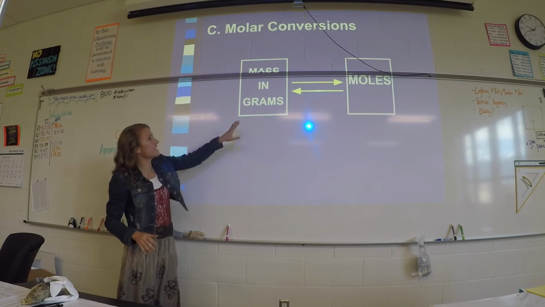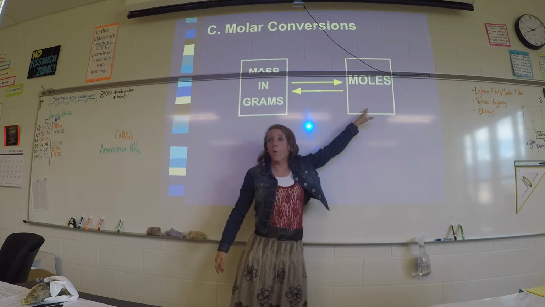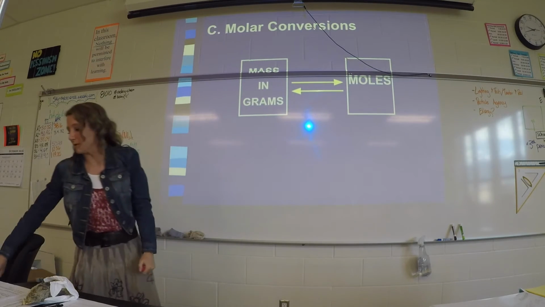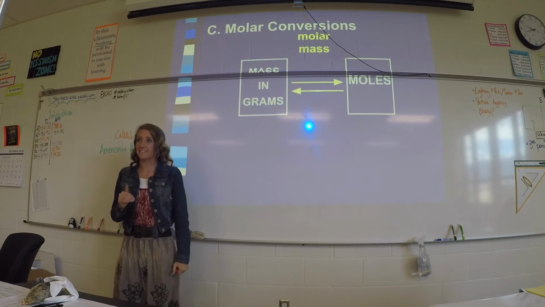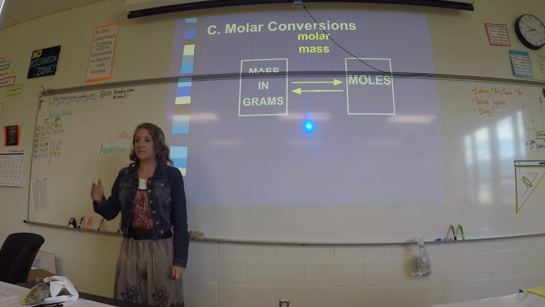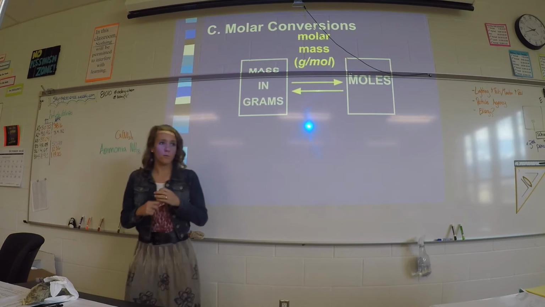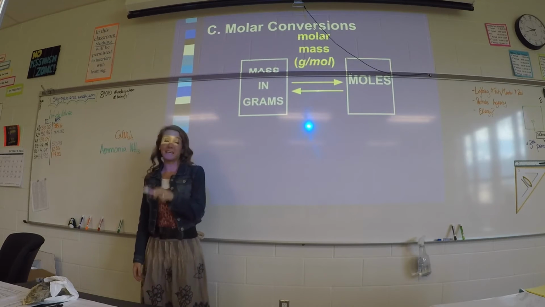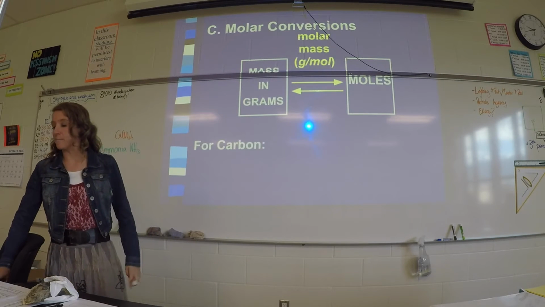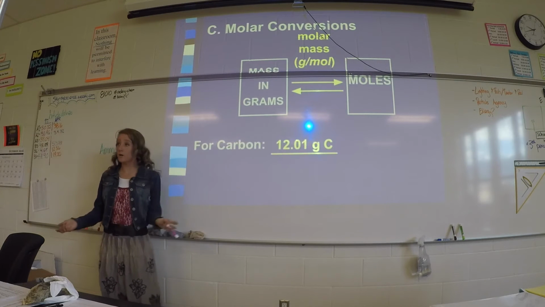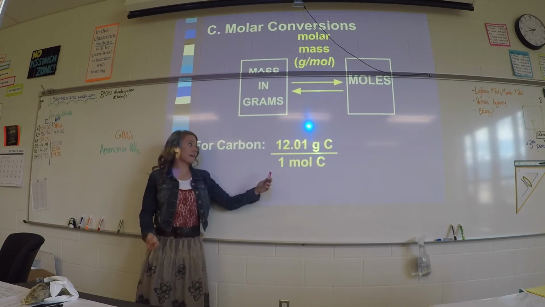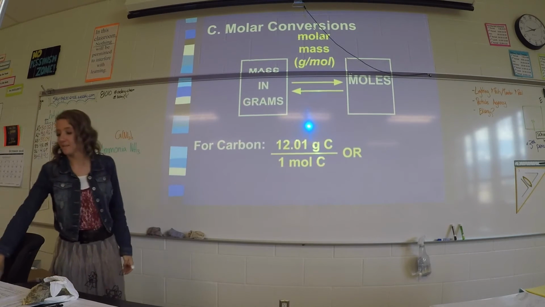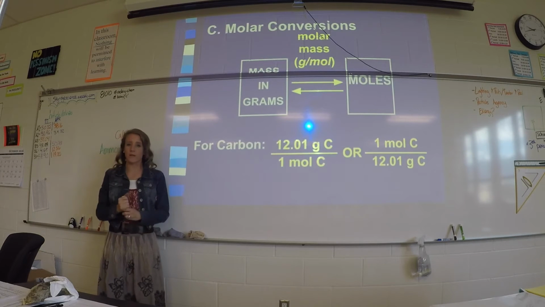So the first type of conversion is between grams and moles, or moles and grams. We can go either way. Our connecting piece, so write this in the middle above the arrow, is the molar mass. That's what connects us between them because it's grams per mole. If I'm given grams and I want to get to moles, or given moles and I want to go to grams, we're going to use that molar mass. For carbon, it's 12.01 grams in 1 mole. Or just like with density, we can flip it, and it's 1 mole in 12.01 grams.